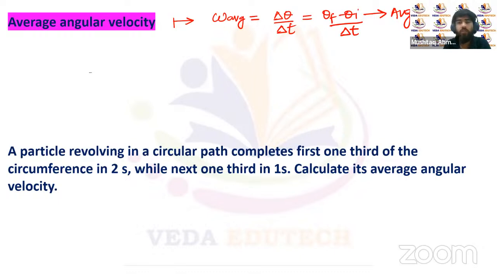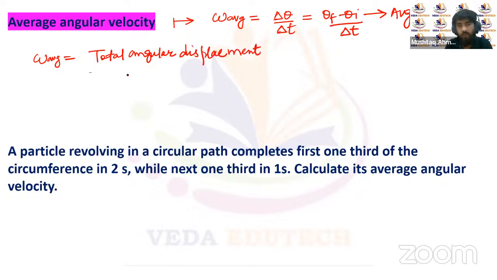So the average angular velocity is defined as delta theta upon delta t, or we can say total angular displacement upon the total time. Total angular displacement upon total time is what we call the average angular velocity. That's delta theta upon delta t, right?